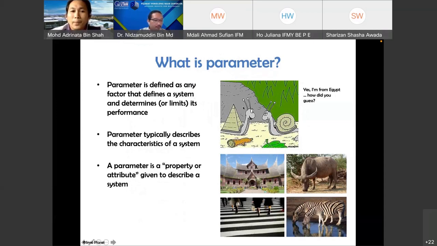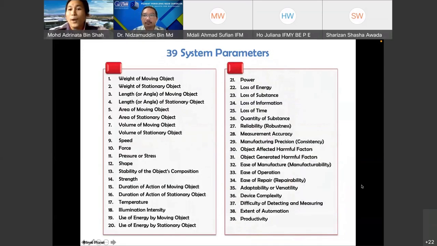So where are you from? Where are you from? He's asking. Yes, I'm from Egypt. How did you guess? So how do you know that the snail is from Egypt? Okay, so zebra crossing, Minangkabau. So how do you guess the parameters, from what?